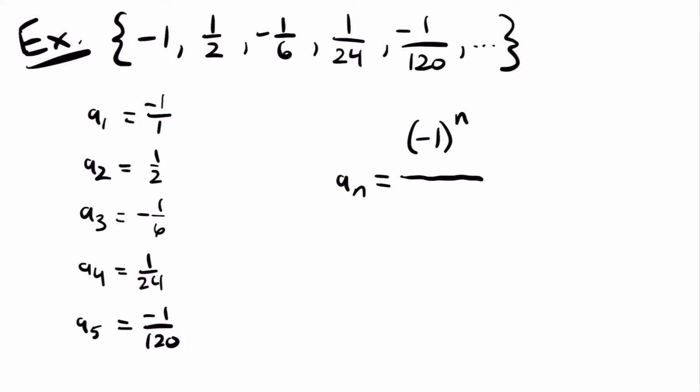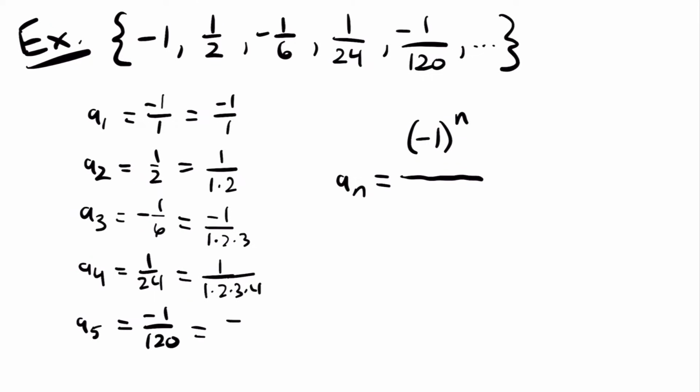And we can actually represent this by using a factorial. And so here's what I mean by that. This is equal to negative 1 divided by 1. This is equal to positive 1 divided by 1 times 2. This is equal to negative 1 divided by 1 times 2 times 3. This is equal to positive 1 divided by 1 times 2 times 3 times 4. And this is equal to negative 1 divided by 1 times 2 times 3 times 4 times 5. Right? We take the previous denominator and multiply it by the next value of n. And so we continue that pattern forever with the rest of our terms.